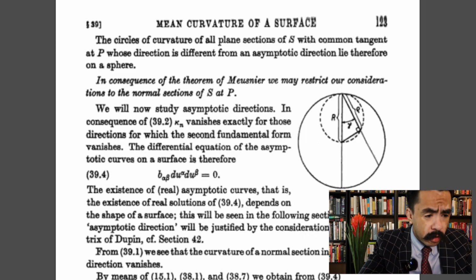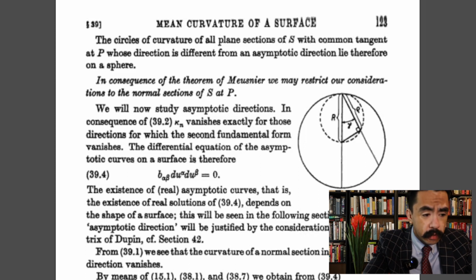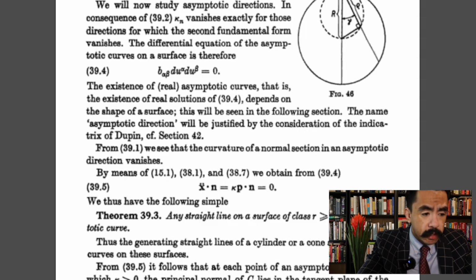In consequence of the theorem of Meusnier, we may restrict our considerations to the normal sections of S at P. We will now study asymptotic directions. In consequence of the relation for normal curvature, kappa_n vanishes exactly for those directions for which the second fundamental form vanishes. The differential equation of the asymptotic curves on a surface is therefore b_αβ du^α du^β = 0. The existence of real asymptotic curves, that is, the existence of real solutions of the relation b_αβ du^α du^β = 0, depends on the shape of a surface. This will be seen in the following section.